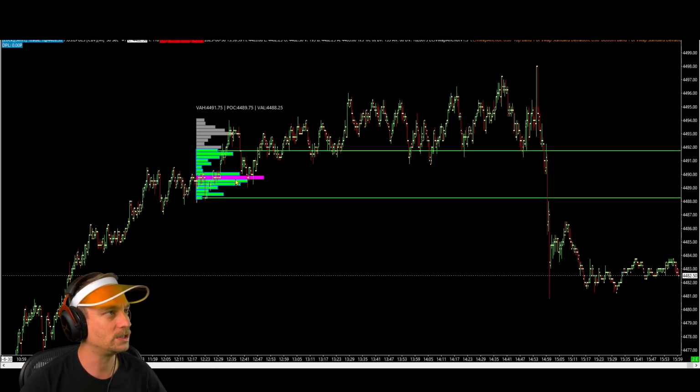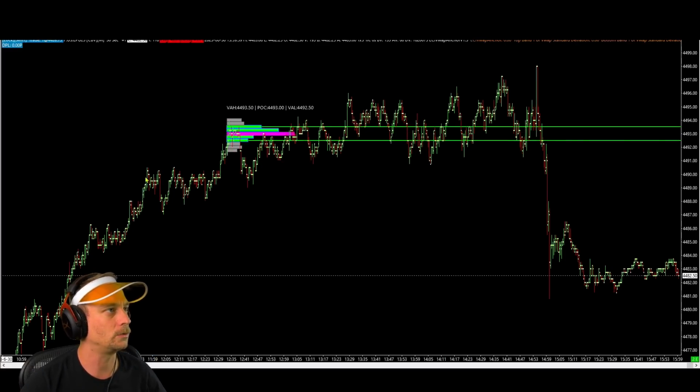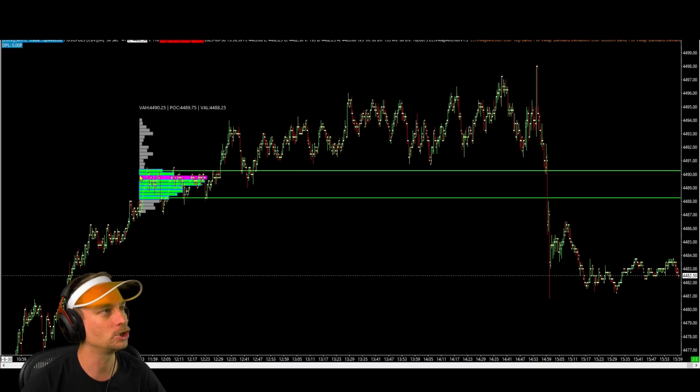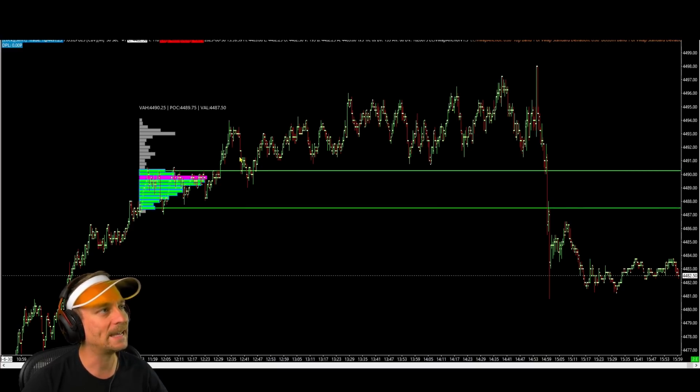I know it's hard to see. I'm going to move this so you can see the range. There's the range, right? Let's drag that back to the beginning of the range. So now we blow out of the range right here, okay? And then we start to come back in.